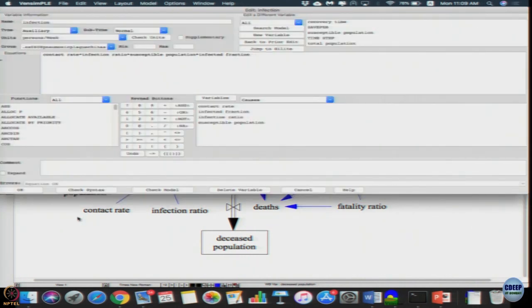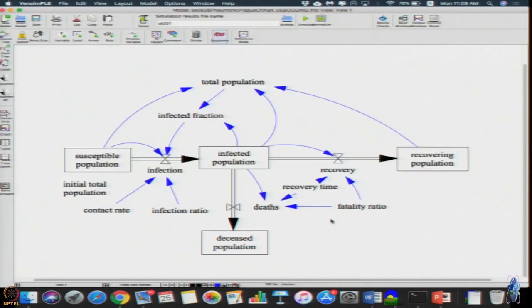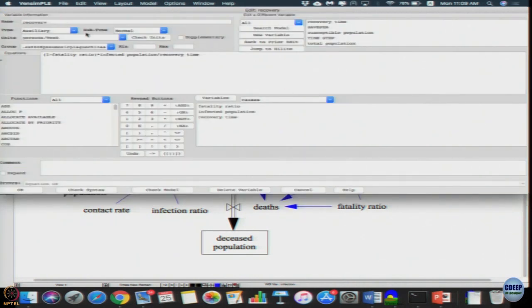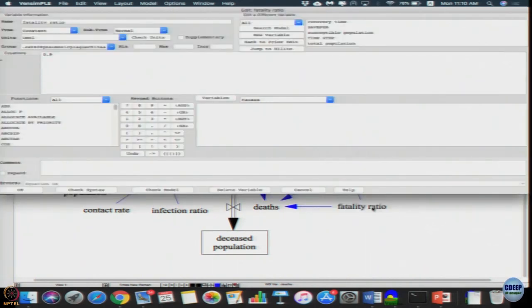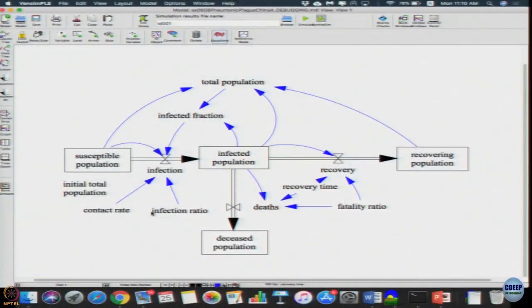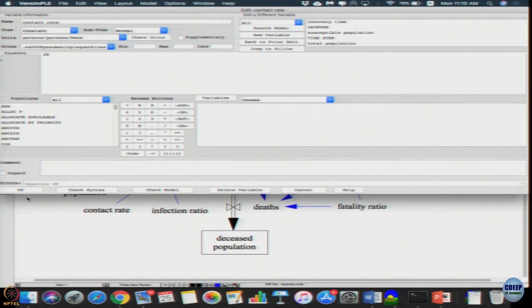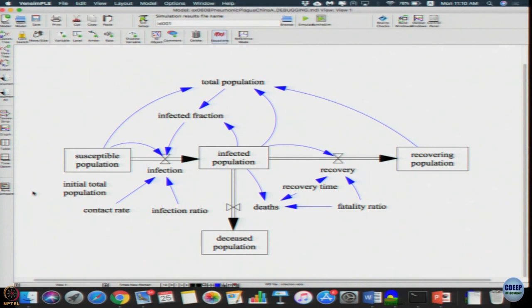Infection is just a product of all, which is fine, value should be okay. Yeah, recovery rate is 1 minus fatality ratio times infected population over recovery time, that was the description given, that is also fine. Deaths is infected and fatality ratio, so those who did not die recovered, that is how it is modeled. Fatality ratio is given as 0.9, which is fine. Recovery time was actually given as 2.5 days, converted into weeks, 2.5/7, 0.35, is fine. Contact rate is given as 20 per person per week, which is fine. Infection ratio is 0.75, which is what was given. Okay, model seems generally okay.